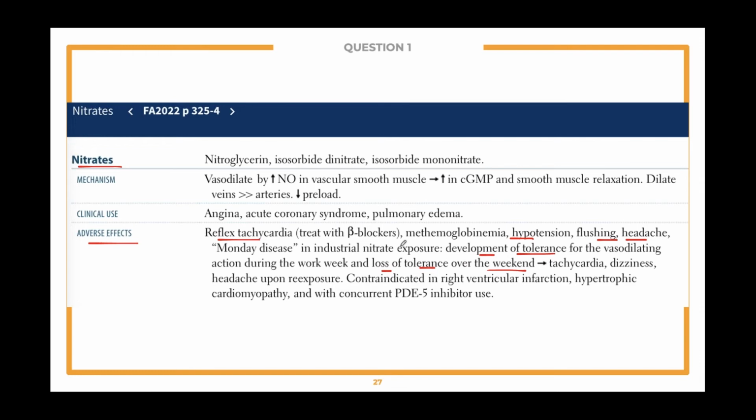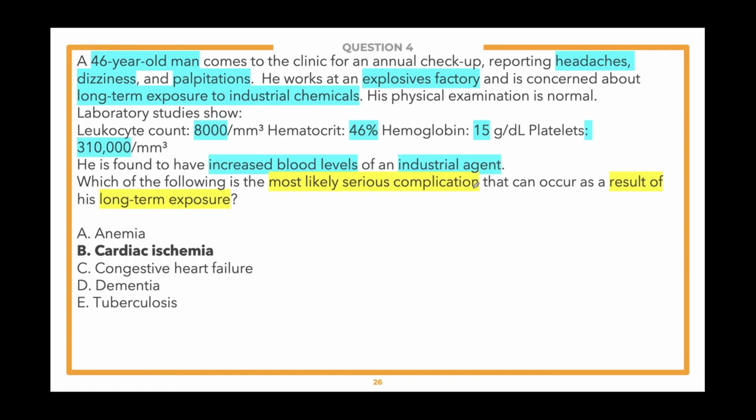So if we take a look at our question again and our answer choices, hopefully you guys are picking up how this industrial agent exposure was nitrates, and how long-term exposure to that can lead to compensatory vasoconstriction and thus potentially cardiac ischemia. The other answer choices are not side effects that you would see with nitrate exposure. Tuberculosis is maybe something if we were concerned about silica dust as the exposure here, but that's not the case. So the best answer choice here is answer choice B.